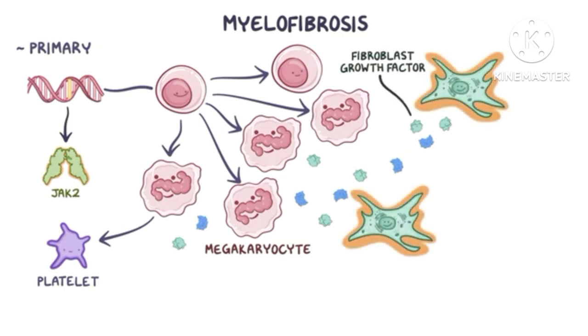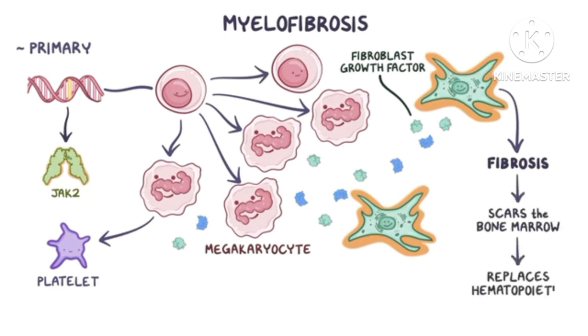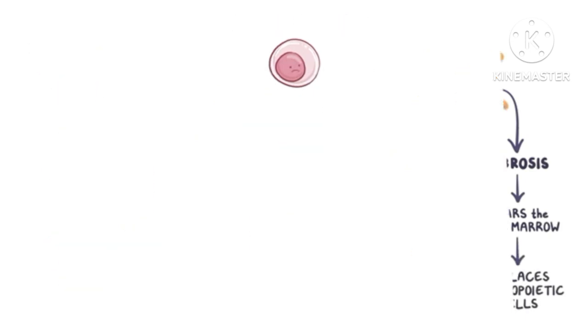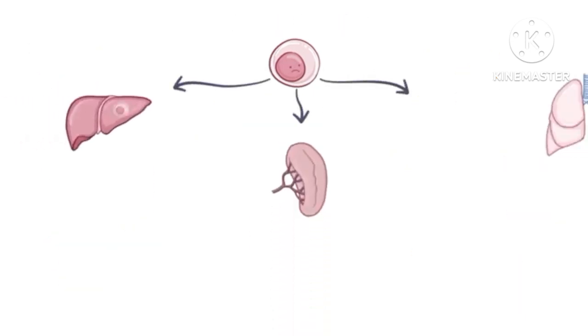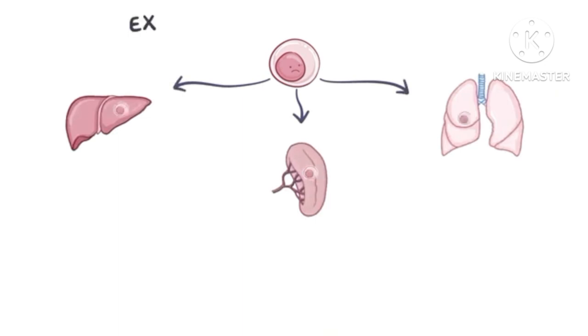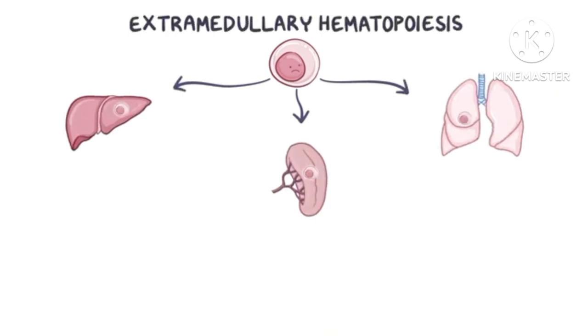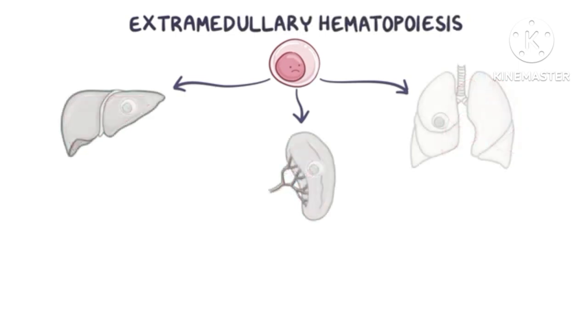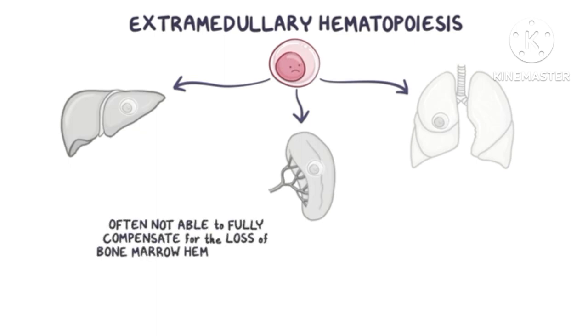The activated fibroblasts engage in the process of fibrosis, wherein they make lots of connective tissue that ultimately begins to fill up and scar the bone marrow and replaces hematopoietic cells. In response, the hematopoietic cells migrate to the liver, spleen, and lungs, a process called extramedullary hematopoiesis. These tissues enlarge and sometimes become dysfunctional. The extramedullary hematopoiesis is often not able to fully compensate for the loss of bone marrow hematopoiesis, and it can lead to a shortage of all blood cell lines, called pancytopenia.